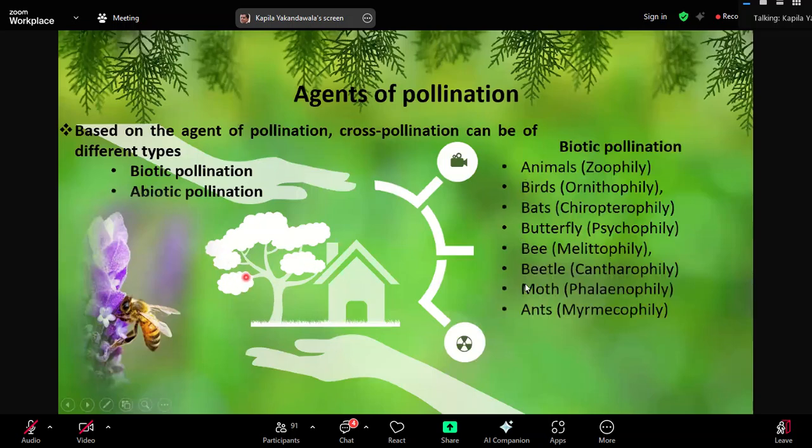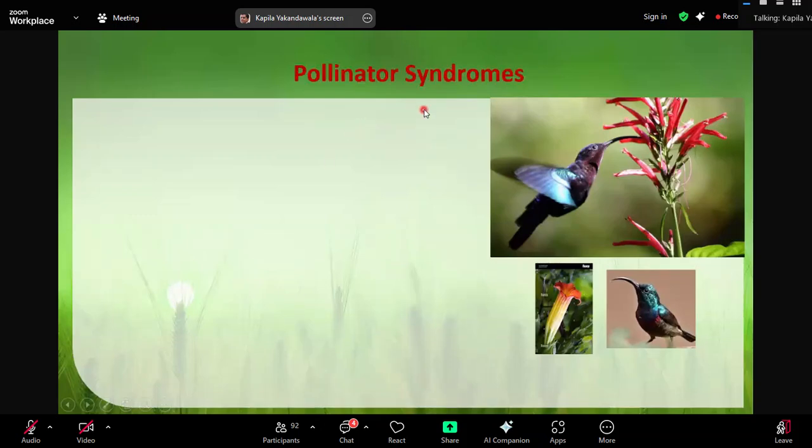These are the biotic pollinators: animals, birds, bats, butterflies, bees, beetles, moths, ants. These creatures can contribute to pollination. We call it biotic pollination. No need to know these scientific terms, right? You only need to remember these common names of the agents. Or else, it can be due to the wind or water. We call it abiotic pollination.